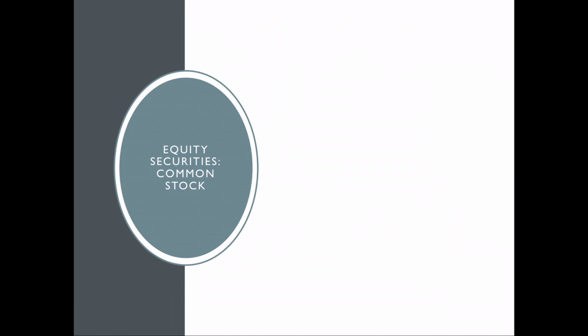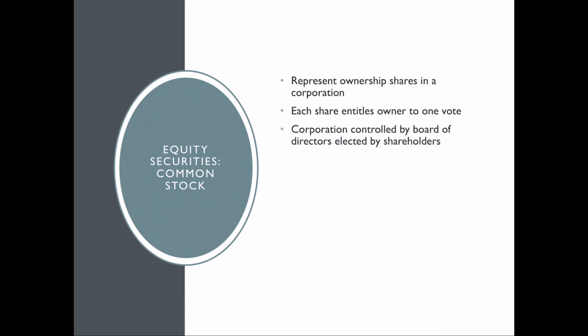Now we are on to equity securities. First, focusing on common stock. What is common stock? Common stock represents ownership shares in a corporation. Each share entitles the owner to one vote, and the corporation is controlled by the board of directors, who are elected by the shareholders. So with one vote, you get to vote on important matters, and you also get to vote on the board of directors, who control the corporation.